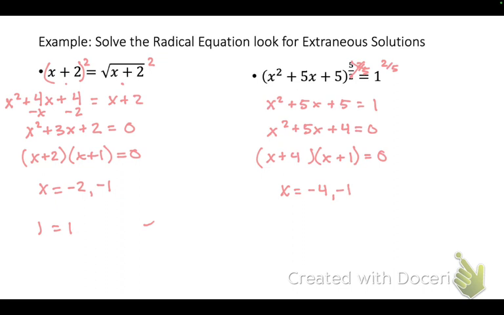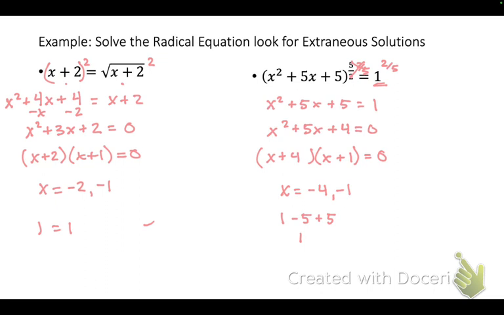Do they both work? Check. No, not -1. Why? Because negative 1 would give me 1 minus 5 plus 5. So that gives me 1 to the 5 halves, which would be 1. And then that would be negative 1.